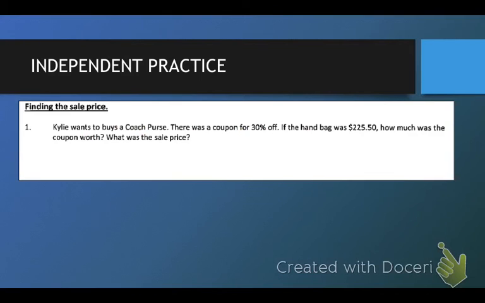All right, we have one more here. This is independent practice. I want you to try to do the same thing. It says Kylie wants to buy a Coach purse. There was a coupon for 30% off. If the handbag was $225.50, how much was the coupon worth and what was the sale price? Be very aware you need to answer two things in this particular question.